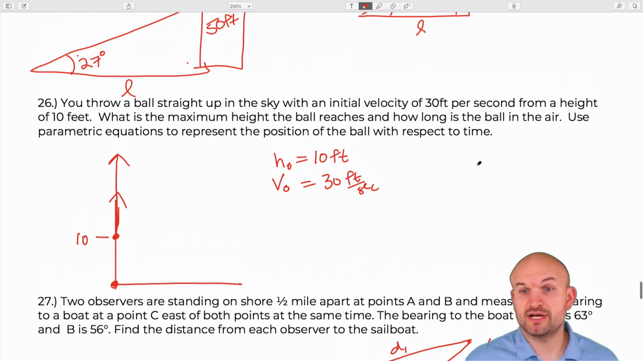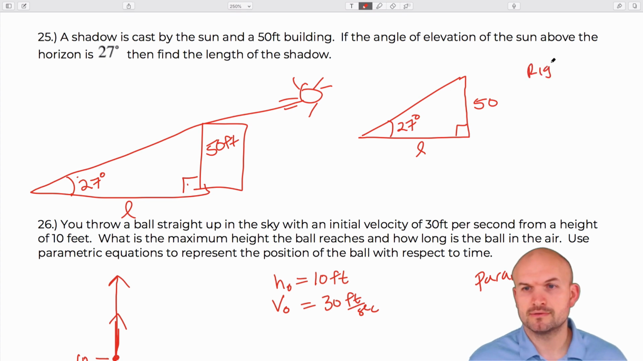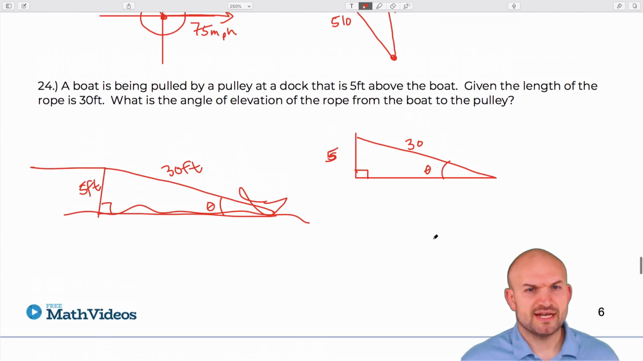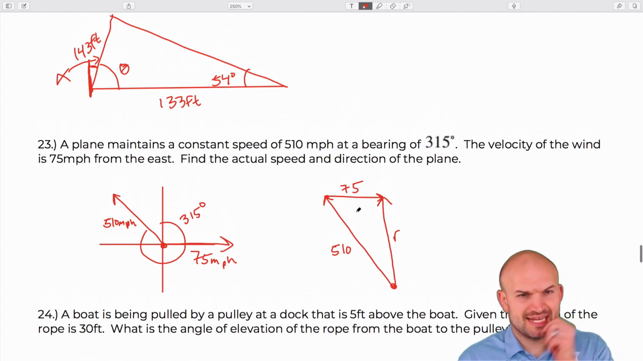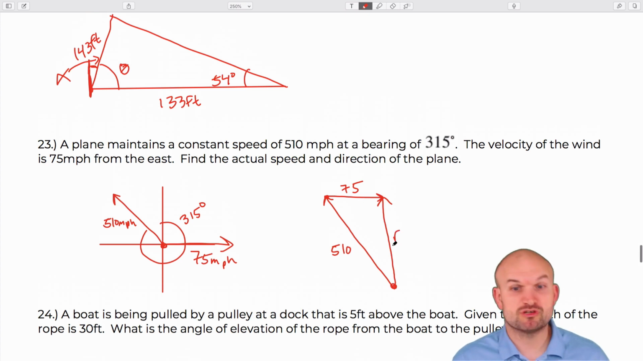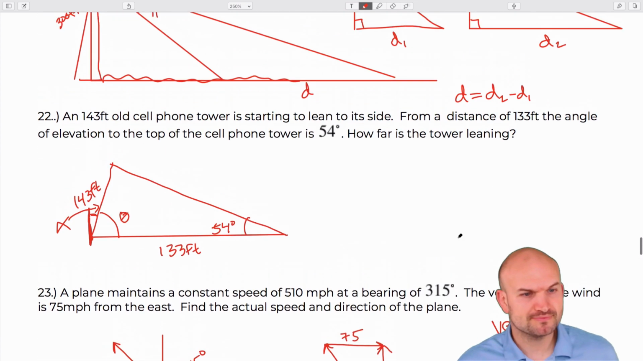For the next one, we're going to want to use parametric equations. This one, the shadow, is going to be a right triangle, and we are going to be looking for L, which is the length. The next one is another right triangle, so we'll just use right triangle trigonometry here, and we're going to be looking for theta, which is the angle of elevation. The next one, we're looking for the speed and direction of the plane, which really means the resultant vector. So that's going to be vectors, and R is what we're going to be looking for.